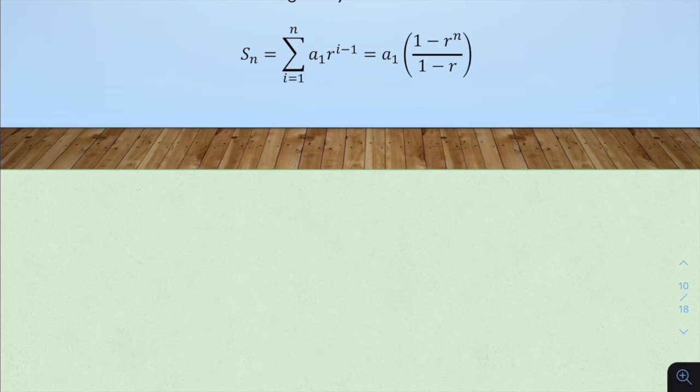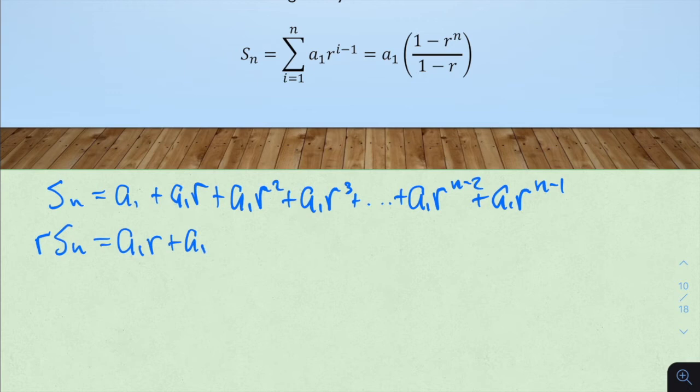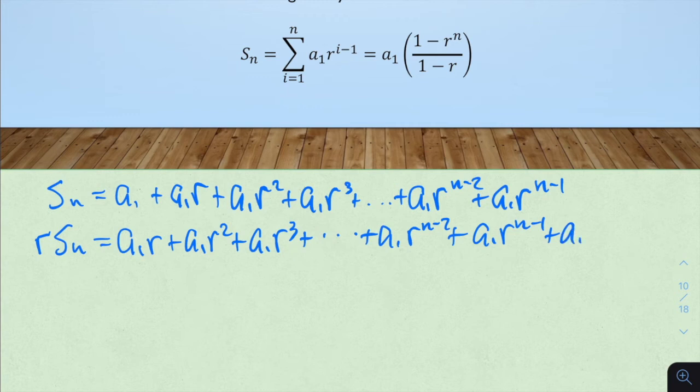Proving the formula for the sum of a finite geometric series is actually rather simple. You see, we can take S sub n and write it out as a sub 1 plus a sub 1 times r plus a sub 1 r to the 2 plus a sub 1 r to the 3 plus dot dot dot plus a sub 1 r to the n minus 2 plus a sub 1 r to the n minus 1. And then we can take another copy of that and say, let's multiply all terms by r. Then I would have r times S sub n, and that would be a sub 1 r plus a sub 1 r to the 2 plus a sub 1 r to the 3, and on and on and on until I got to plus a sub 1 r to the n minus 2 plus a sub 1 r to the n minus 1 and a sub 1 r to the n.